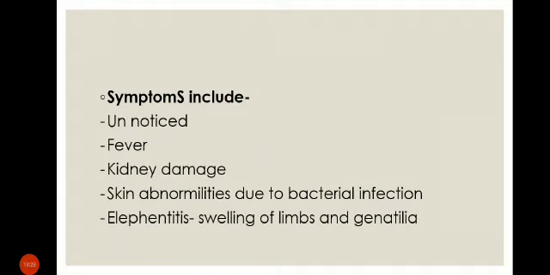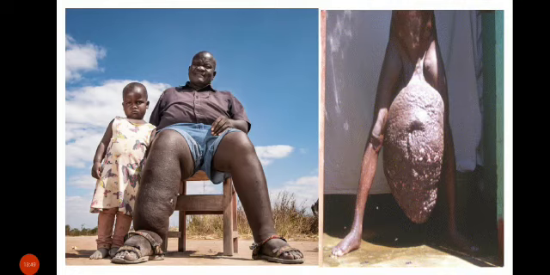Symptoms: in the initial stage, there are no signs and symptoms of filaria, but in the later stage there will be symptoms of fever, kidney damage, skin abnormalities due to bacterial infections, and elephantiasis, that is swelling of limbs and genitalia. And here is the image of a man with an elephantiasis limb. There is also elephantiasis and swelling of the genitalia.